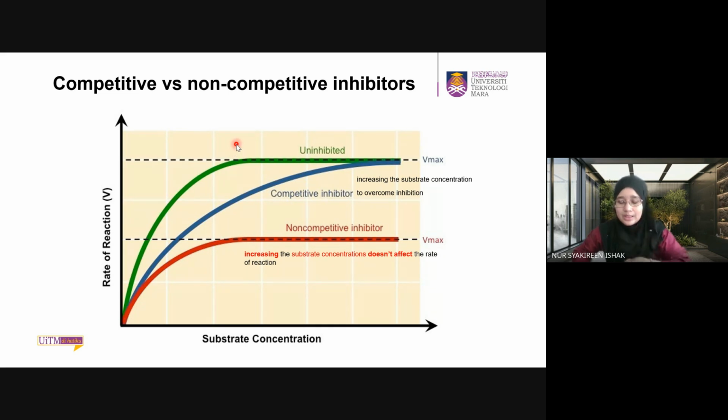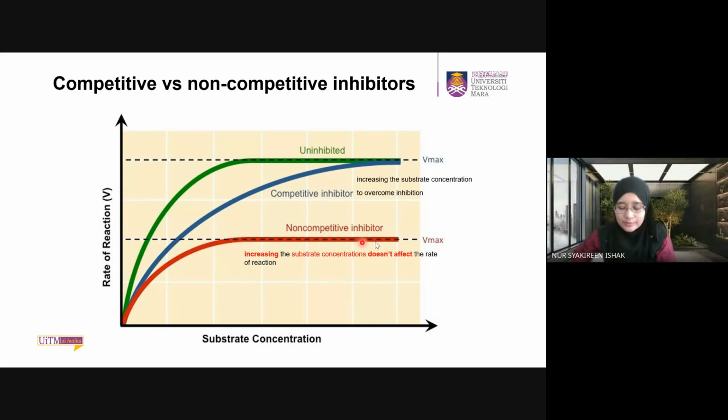The blue graph here is the reaction that has a competitive inhibitor. As you increase substrate concentration, the rate of reaction will increase and reach a constant rate of reaction, because there are higher chances of substrate binding to the active site. The reaction also reaches the maximum rate of reaction.